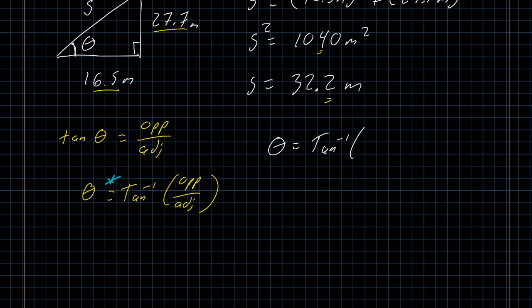If I take the inverse tangent of the opposite, which is 27.7, and the adjacent, which is 16.5, right, units are meters. Meters divided by meters cancel each other out. This is a unitless value, and that is important. If it were not a unitless value, we wouldn't be able to take the inverse tangent.